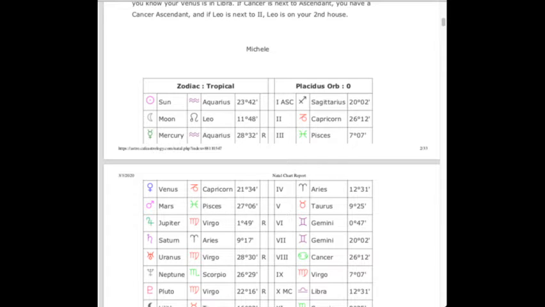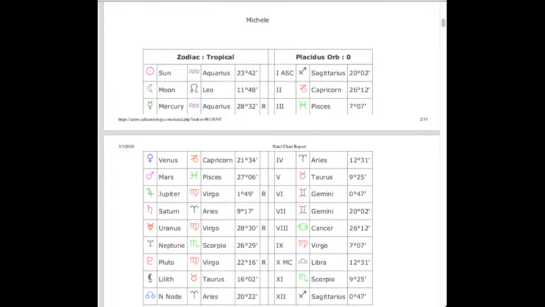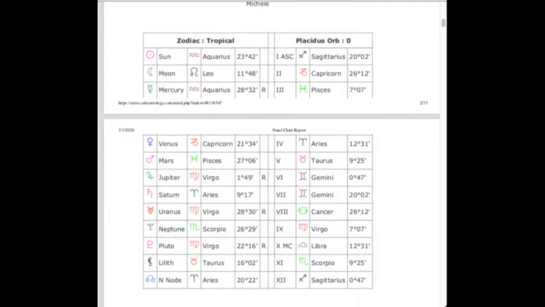Oh, yes, the dreaded V. Yeah, I have Virgo on my chart. I have a lot of Virgo, actually. My Saturn is Aries. My Uranus is Virgo. Again, Neptune is Scorpio. People, peace, would love that. My Pluto is Virgo. My Lilith is Taurus. My end node is Aries. I don't know what that means. I'm just going to try to figure this out as we go.